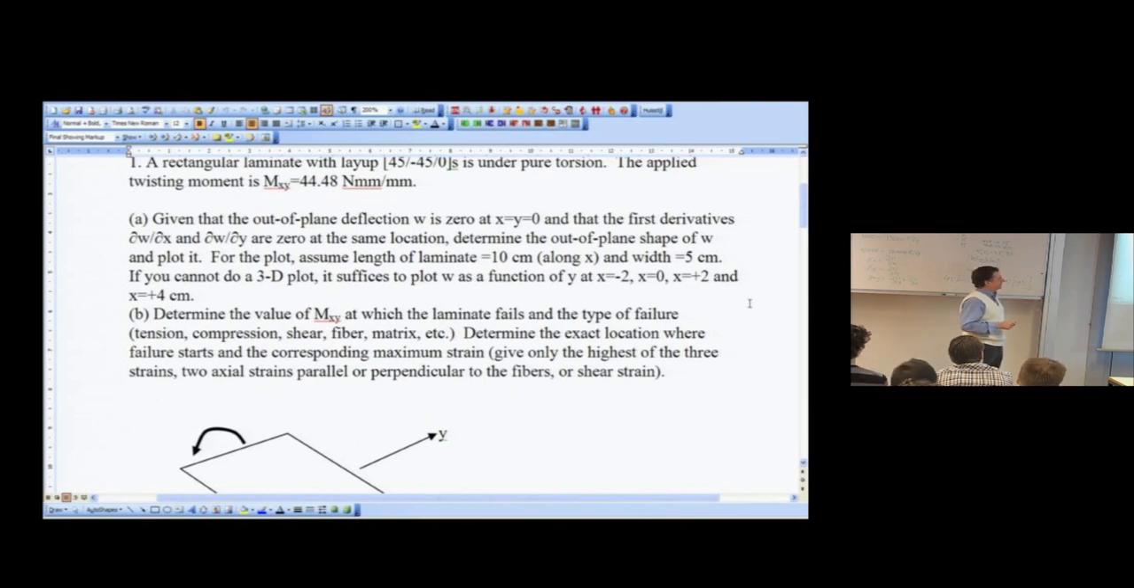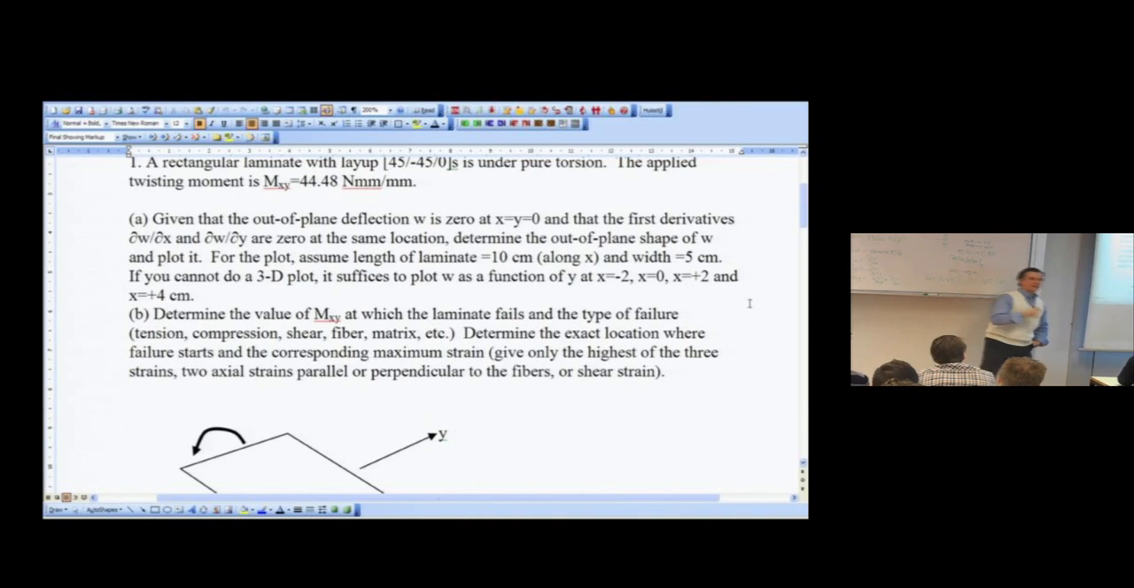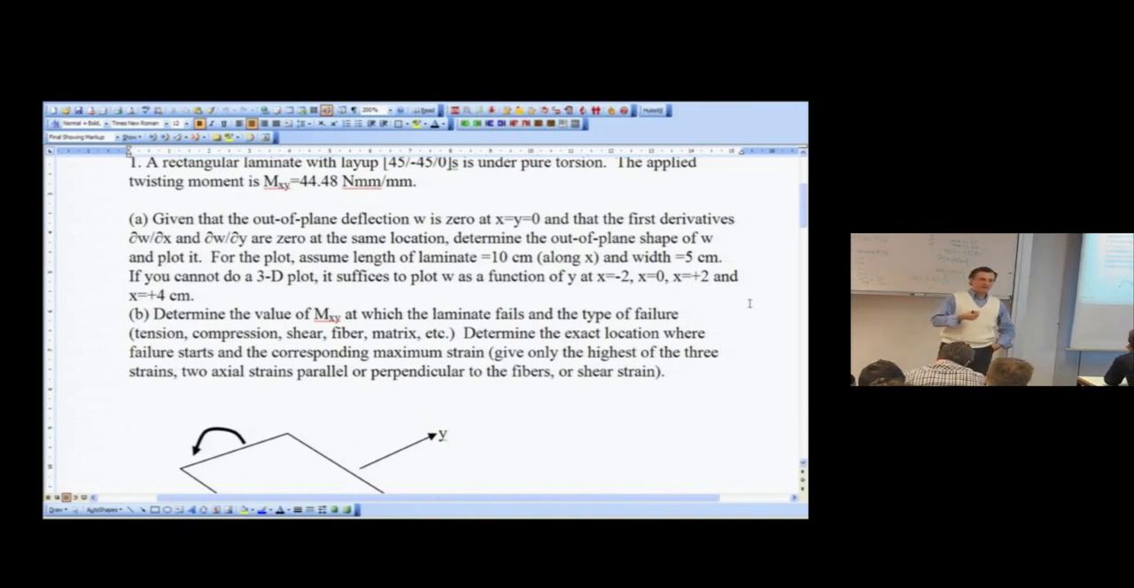Determine the value at which the laminate fails and the type of failure. So Colibri or whatever else you want to use, you apply this load, and you have to tell me what's the maximum value MXY. So it may not be 44.48. The 44.48 is just so that when you do the plot later on, we'll have some actual shapes to compare. But find at what value of MXY you get failure, which ply fails, and in what form.